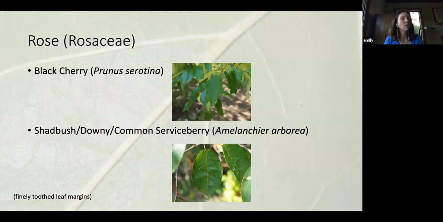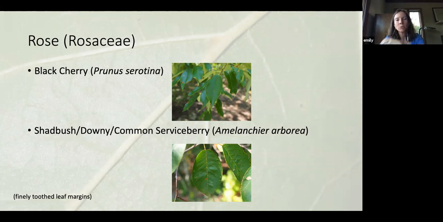We're gonna go on to the rose family. There's only two here that we were going to talk about because we don't have many of these that are native. So the first one is the black cherry, which is the top picture. And then the lower picture is the serviceberry, Amelanchier. Both of these have finely toothed leaf margins. And I think I need to work a little bit more on my picture taking to get those to show up a little bit better.